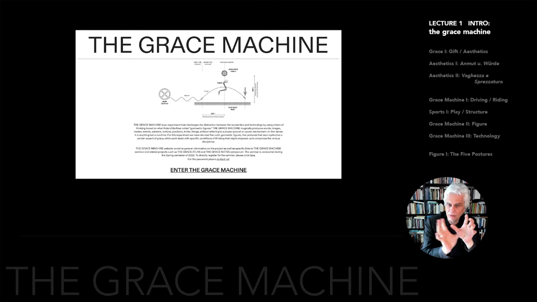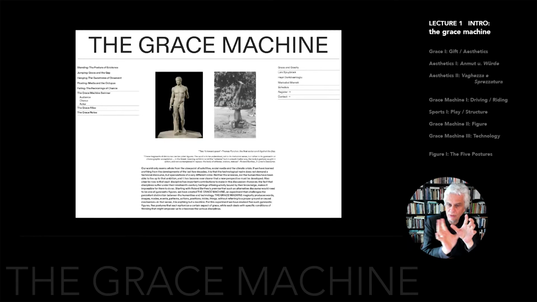So we get the Grace machine as a concept that's worked out in the book, and you see the diagram here, which is hilariously difficult to understand, but we get to that, especially on Thursday. But that's a sort of machine, and then the website is a machine, and the book is a sort of machine, and they intersect with this notion of the 5 postures.